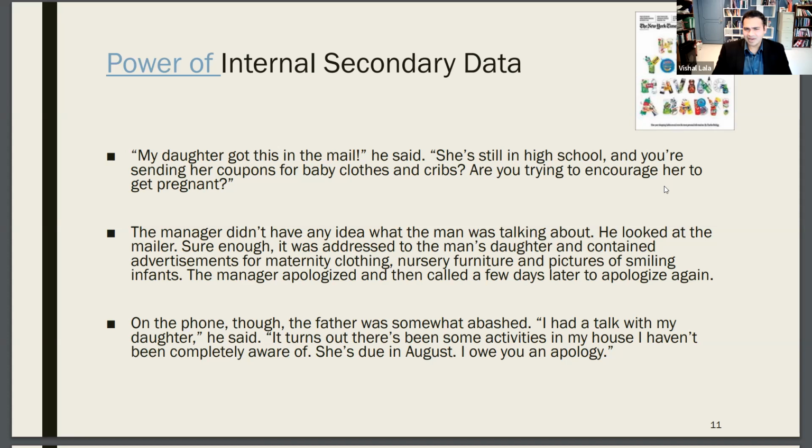The manager didn't have any idea what the man was talking about. He looked at the mailer. Sure enough, it was addressed to the man's daughter and contained ads for maternity clothing, nursery furniture, and pictures of smiling babies. The manager apologized and he called a few days later to apologize again. On the phone, the father was somewhat abashed. "I had a talk with my daughter," he said. "It turns out there have been some activities in this house I haven't been fully aware of. She's due in August. I owe you an apology."